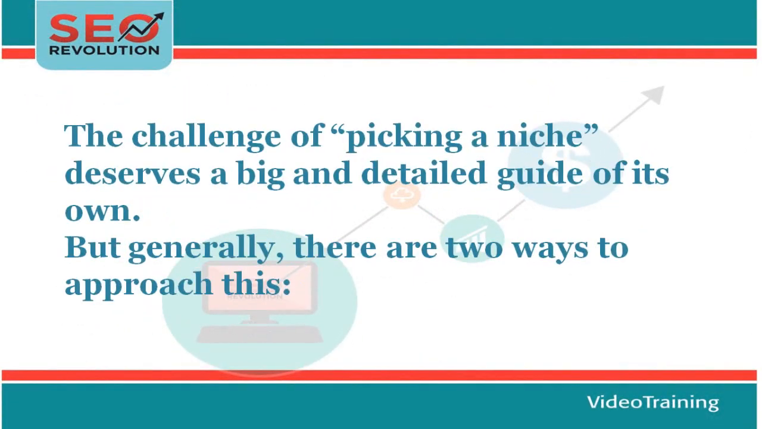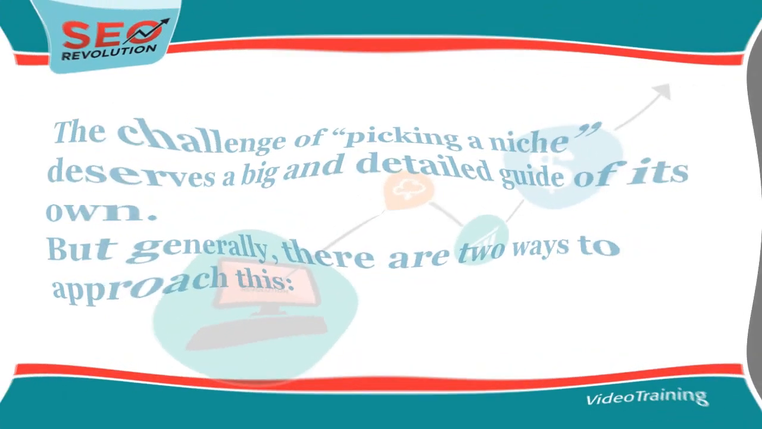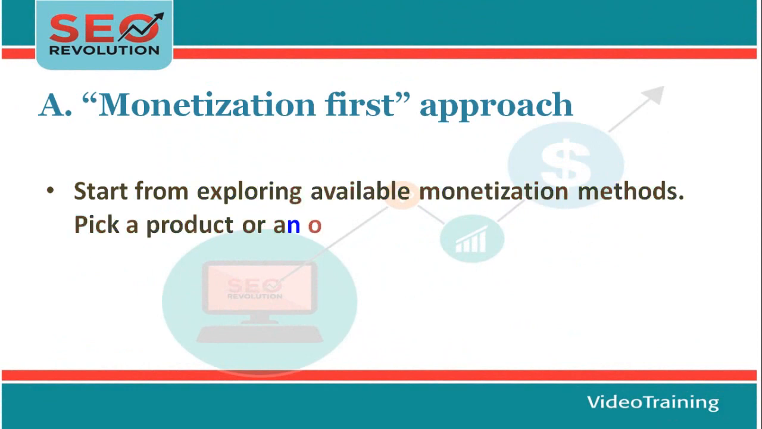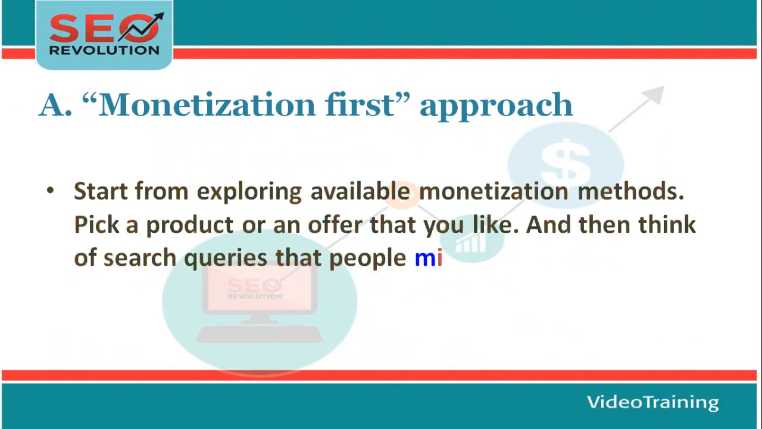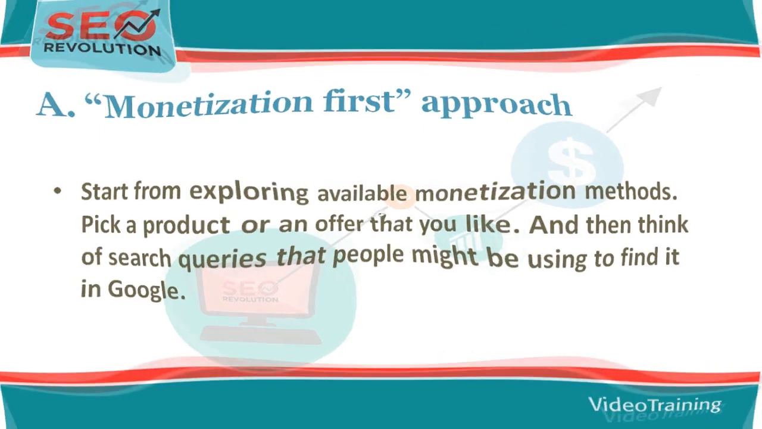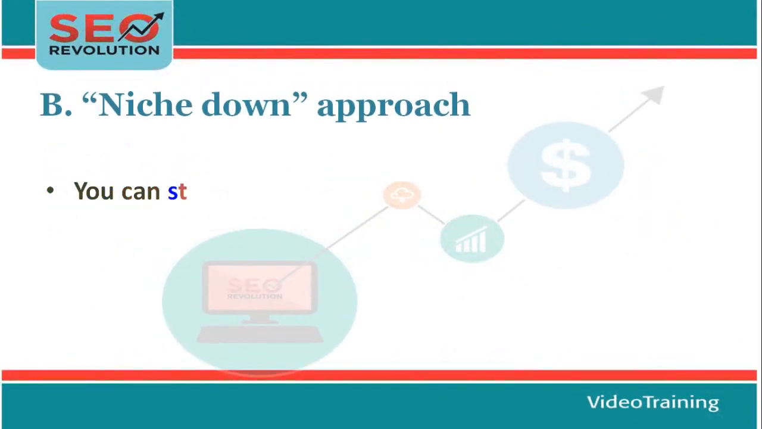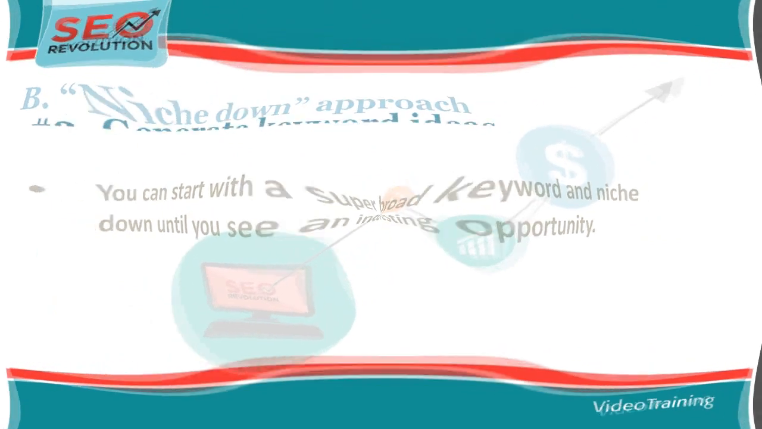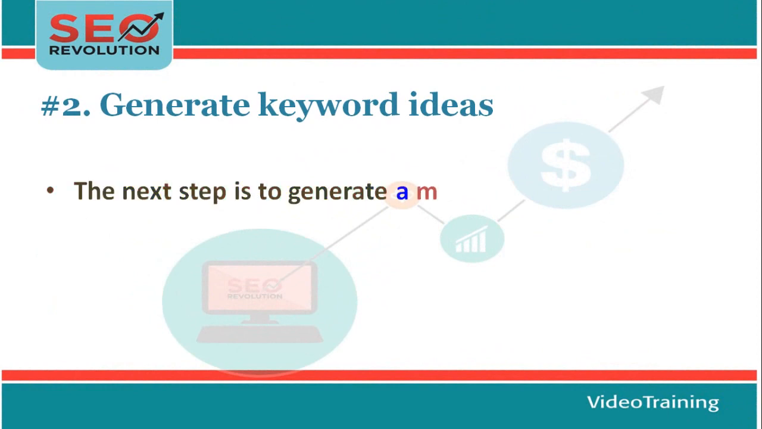The challenge of picking a niche deserves a big and detailed guide of its own, but generally there are 2 ways to approach this. A. Monetization first approach. Start by exploring available monetization methods. Pick a product or an offer that you like, and then think of search queries that people might be using to find it in Google. B. Niche down approach. You can start with a super broad keyword and niche down until you see an interesting opportunity.